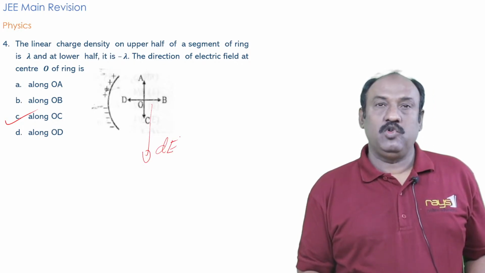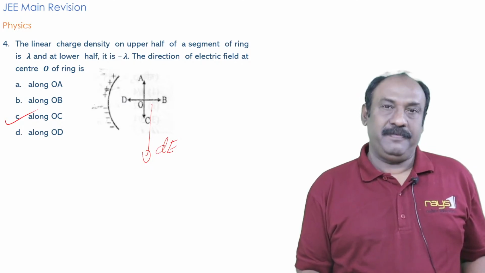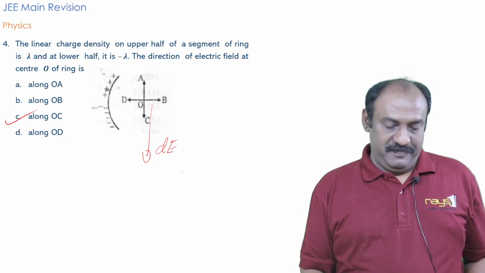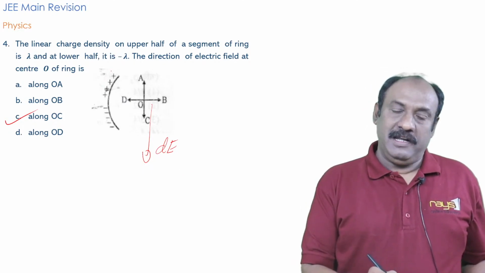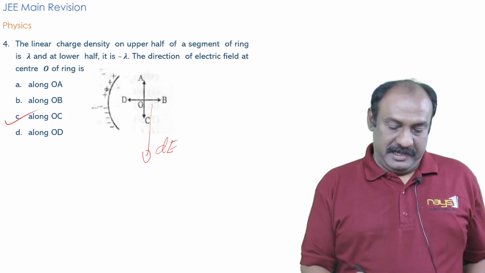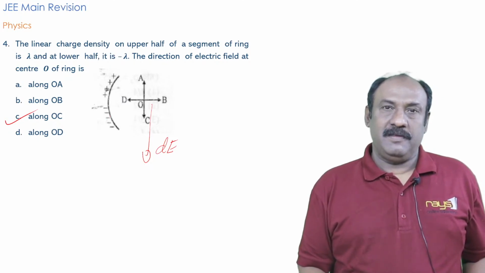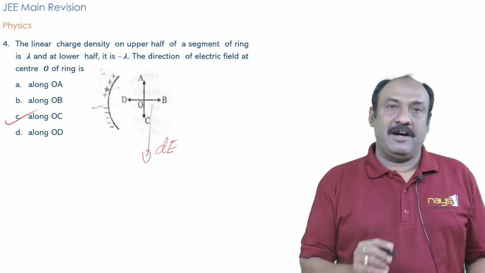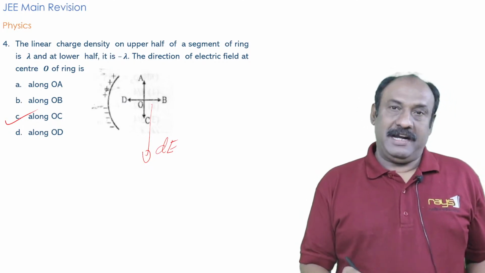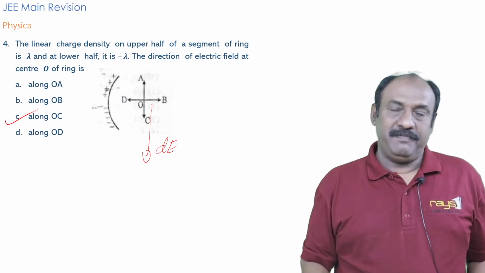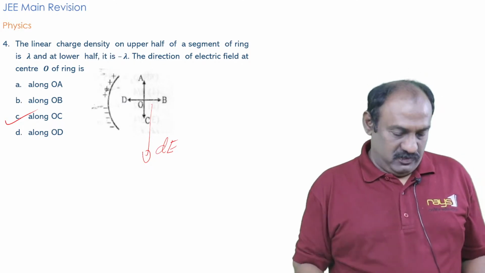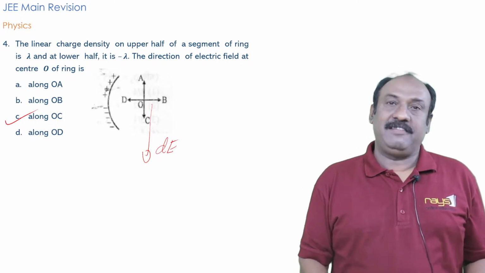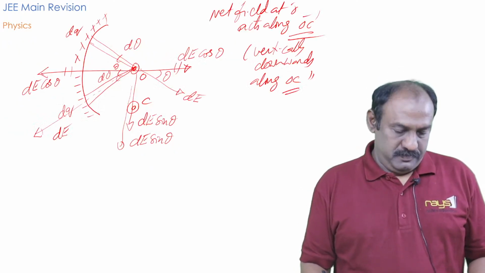So 2 dE sin theta is the net field due to the elemental strips imagined from the positive and negative charge distributions, one over the upper and the other over the lower surface of the ring according to the given data. So the electric field intensity acts along the OC direction. According to the options, the answer is C for question number 4.